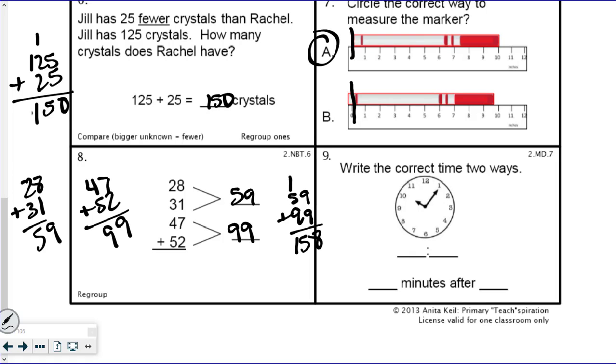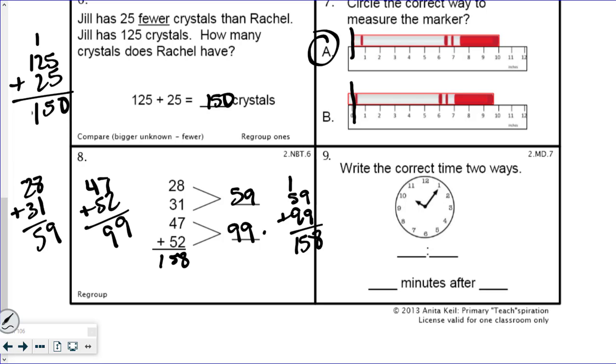Check this out. I could make this 100, where it's 1 away from 100. So if I took 1 from here and added it to here, this equals 100. 100 plus 58 is what's left. 158, which is the same answer. And I didn't have to do any regrouping. I did it in my head with mental math.